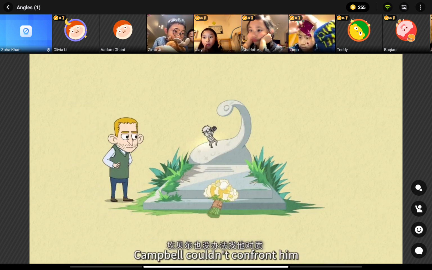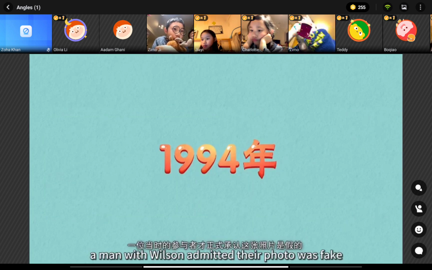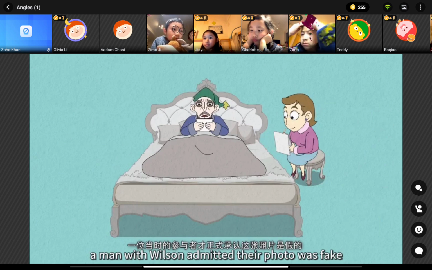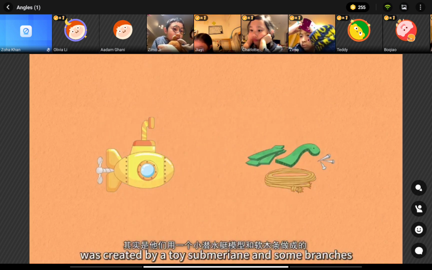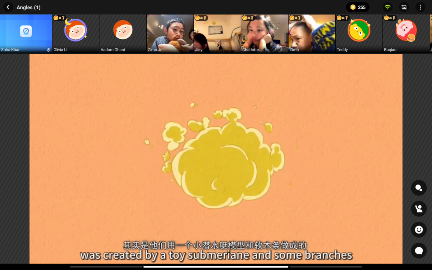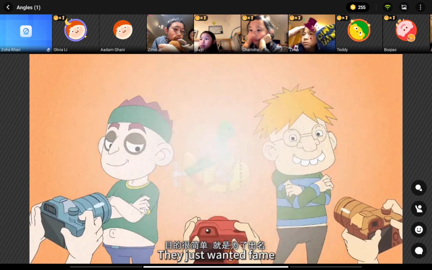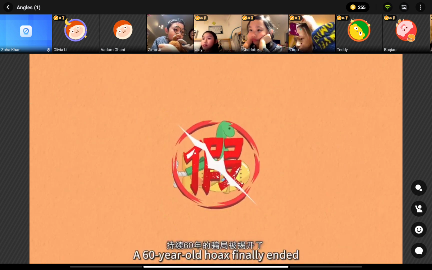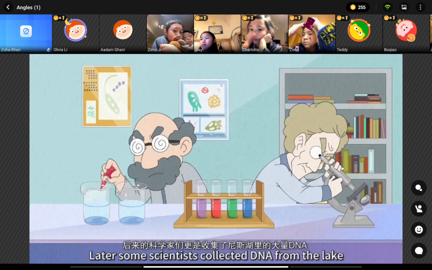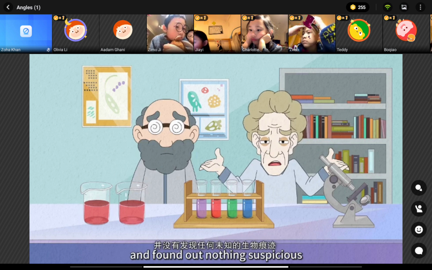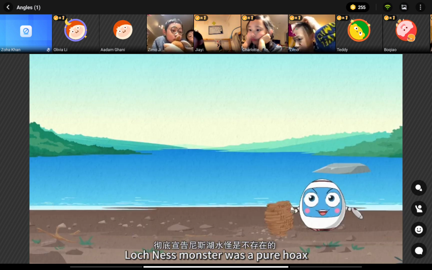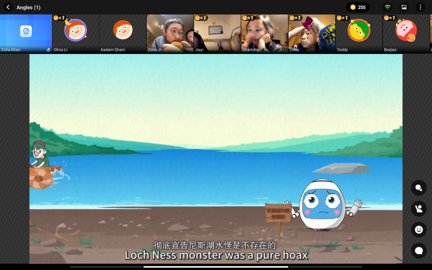Campbell couldn't confront him. In 1994, a man with Wilson admitted their photo was fake. The monster was created by a toy submarine and some branches. They just wanted fame. A 60-year-old hoax finally ended. Later, some scientists collected DNA from the lake and found nothing suspicious. Loch Ness Monster was a pure hoax.